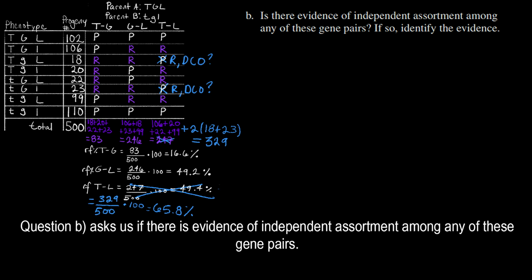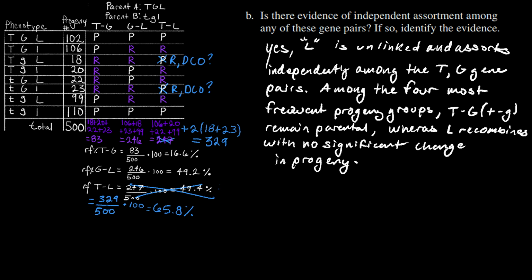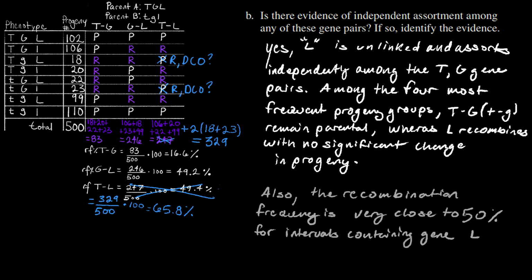Question B asks us if there is evidence of independent assortment among any of these gene pairs. Yes, L is unlinked and assorts independently among the T, G gene pairs. Among the four most frequent progeny groups, capital T through G and lowercase t through g remain parental, whereas L recombines with no significant change in progeny. Also, the recombination frequency is very close to 50% for intervals containing gene L.